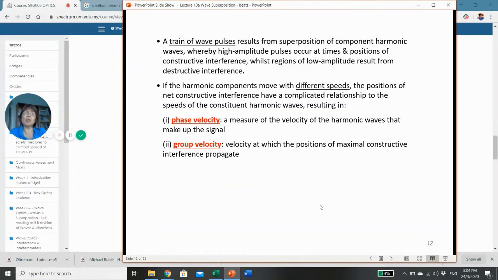So if the harmonic components move with different speeds, the position of the net constructive interference would then have a complicated relationship to the speeds of the constituent harmonic waves. And that would give rise to two different velocities, which we call the phase velocity and the group velocity. Now, the phase velocity is a measure of the velocity of the constituent harmonic waves that make up the signal. And the group velocity would be the velocity at which the positions of the maximal constructive interference propagate.